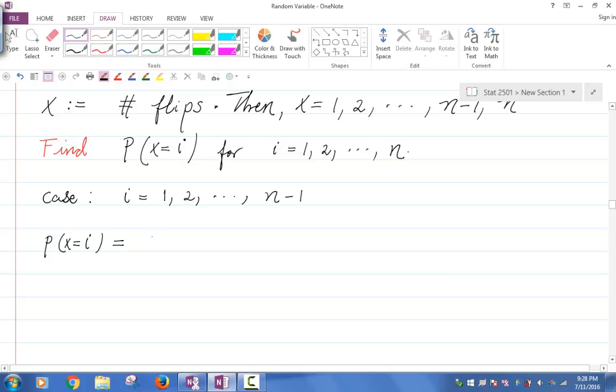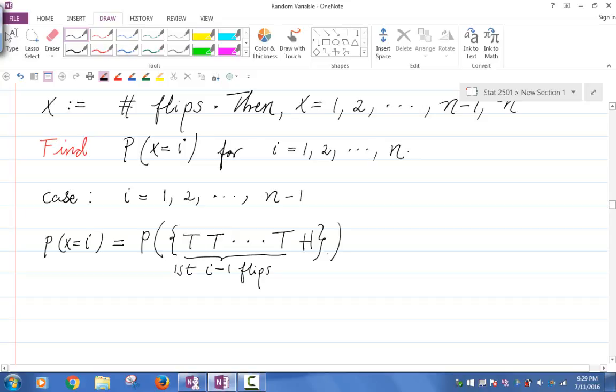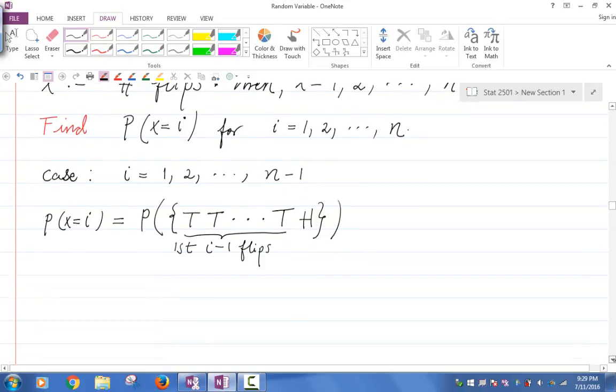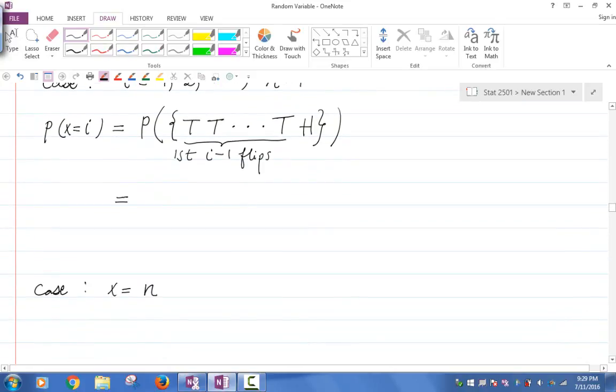In that case, the probability that x is I is the same as the probability of the event that we obtain tail on the first I minus 1 flips, and then we get a head on the ith flip. Okay, and so what is that? Well, that's the same because the trials are independent.